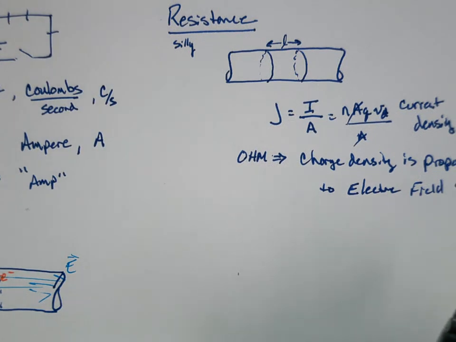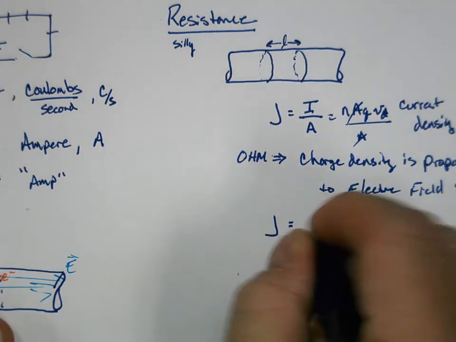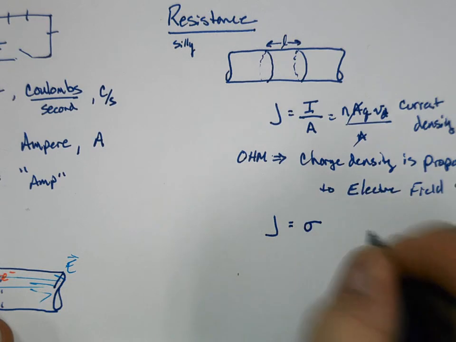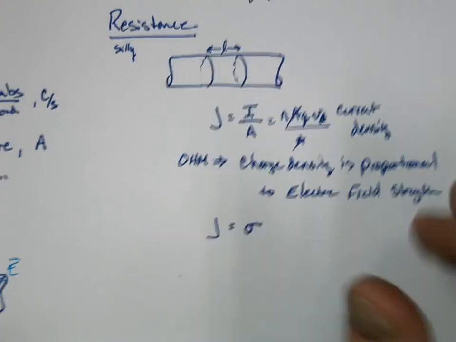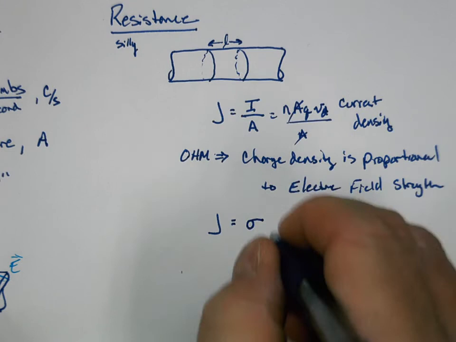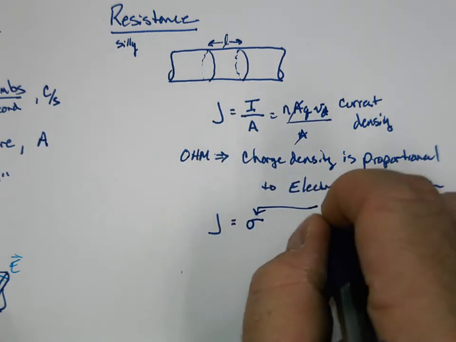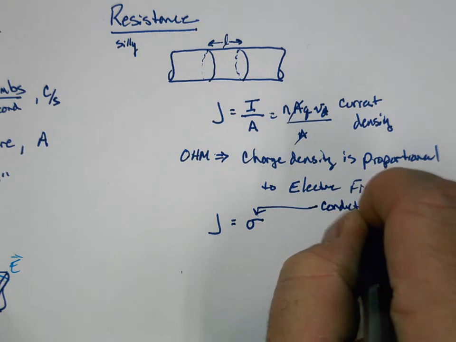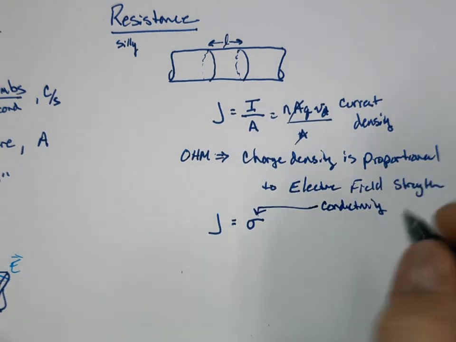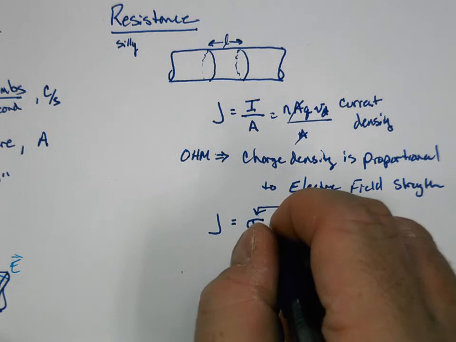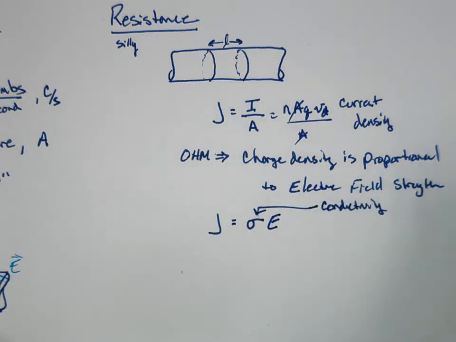All right, and he defined it in terms of this. That J equals sigma, not the same sigma as before. He called this conductivity, which is a function of the material, times the electric field. All right? You follow me so far?